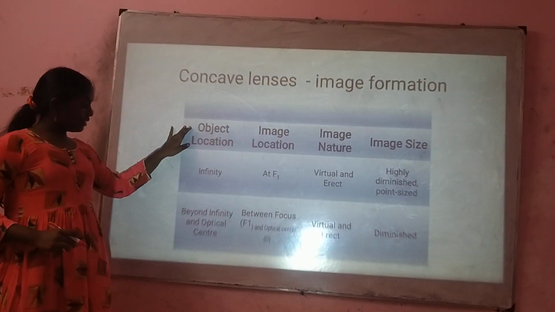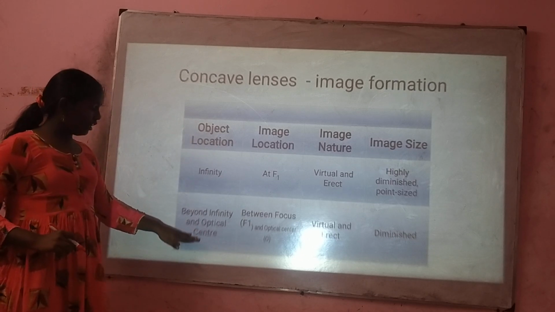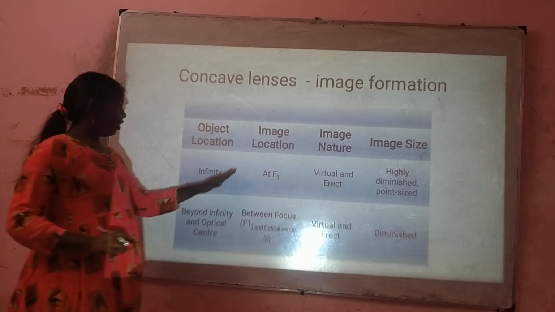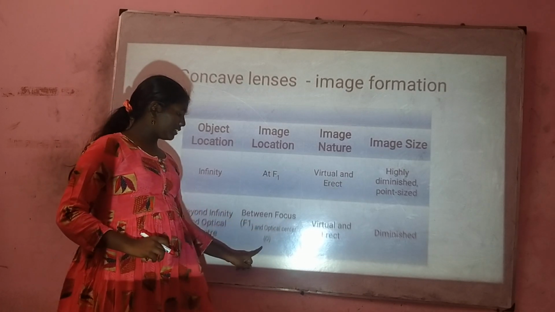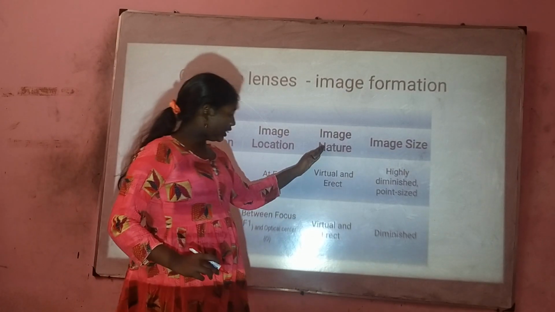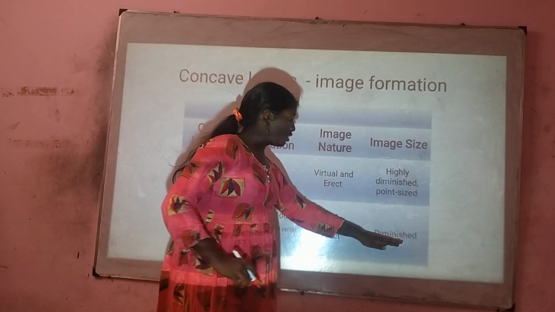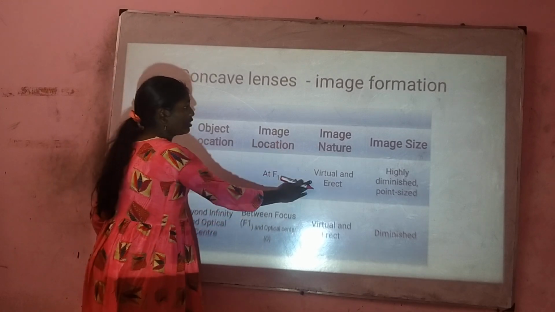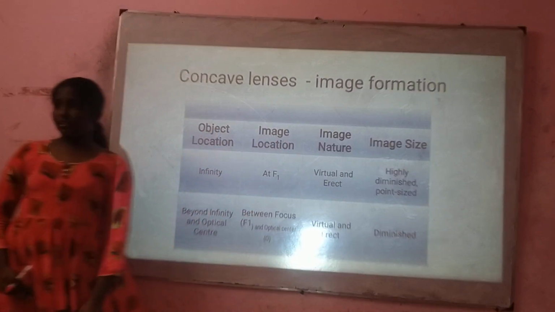The next case we learnt is object location between infinity and the optical center. Image location is between focus F1 and the optical center O. Image nature: virtual and erect. Image size: diminished. One thing we can note is that the image formed by a concave lens is always virtual and erect.